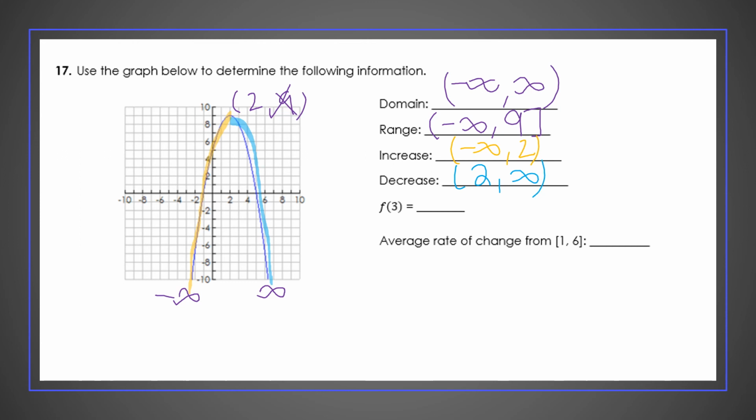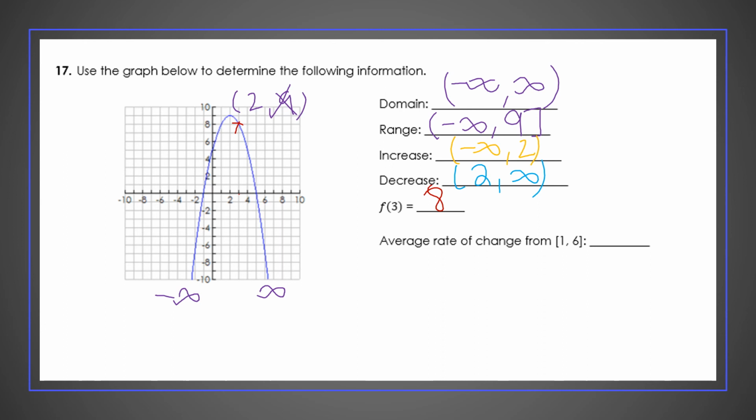F of 3 means when x is 3, what is y? I'm going to erase this so we can see the graph a little bit better. I'm going to go over to where x is 3, and I'm going to go up to the graph, which looks like it is at 8. So f of 3 equals 8.